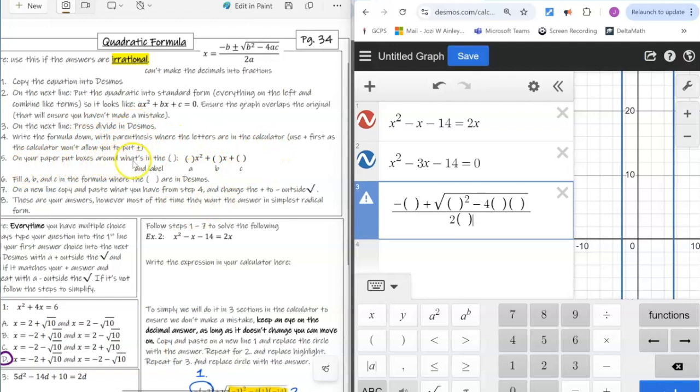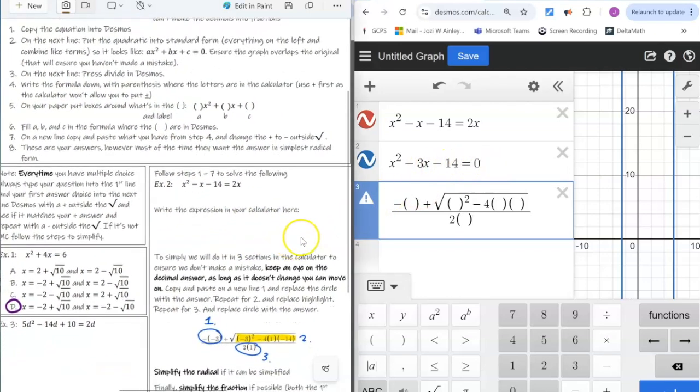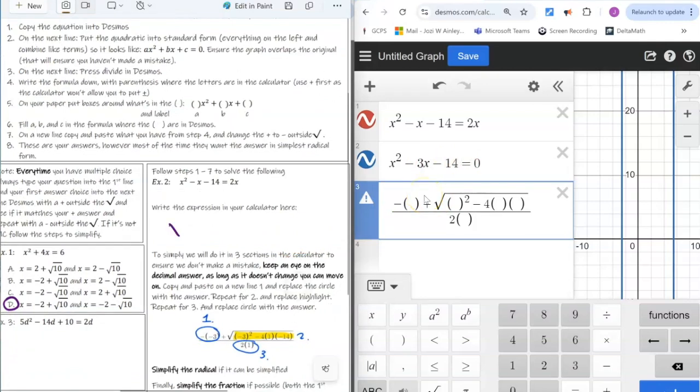On your paper, put boxes around the parentheses here. So what is in front of x squared? Put a box right there, or parentheses if you want. And you're going to label this one A, this one B, and this one C. So it says on your paper. So here's my paper. So first, let me write my simplified expression in your calculator here. So this one was going to be x squared minus 3x minus 14 equals 0.